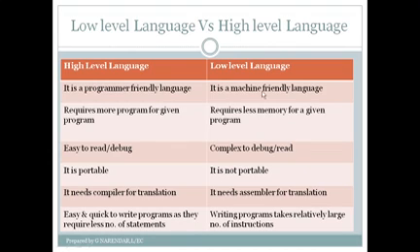And coming to the low level language, what we have discussed, machine language and assembly language, are low level languages only. Here you can see the low level language is a machine friendly language. That is, the machine feels more comfortable with that language because it is written in the same language as understood by the machine. It is written using ones and zeros, requires less memory for a given program, and since it is written using binary codes, it is very complex to debug and read, and it is not portable also, that is, it is machine dependent.